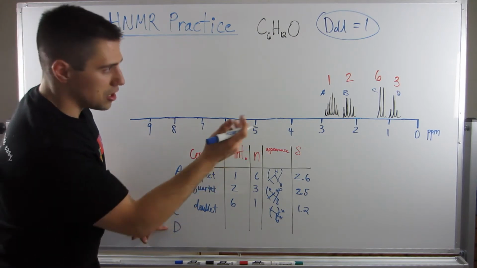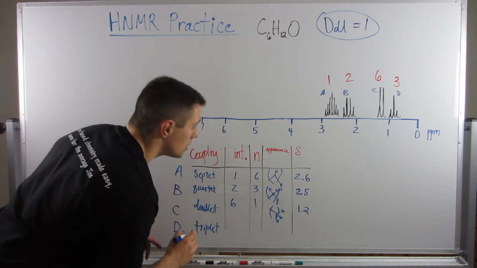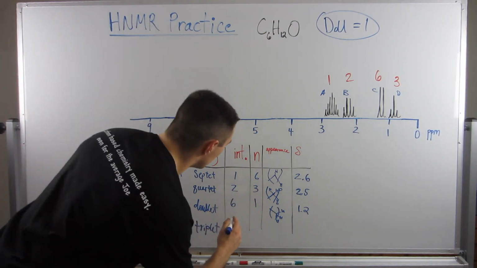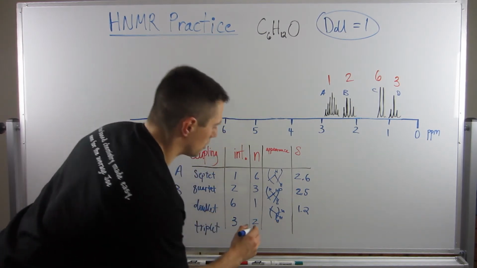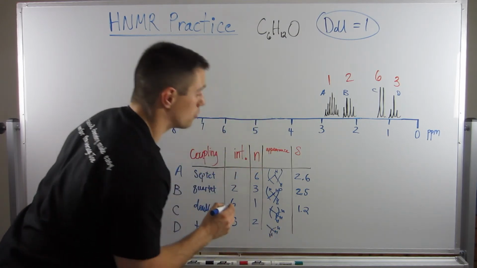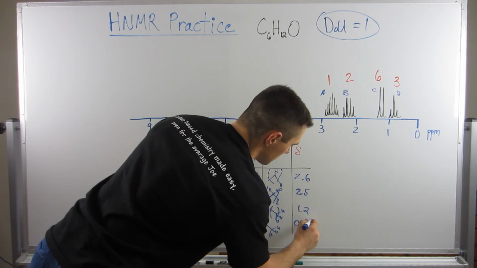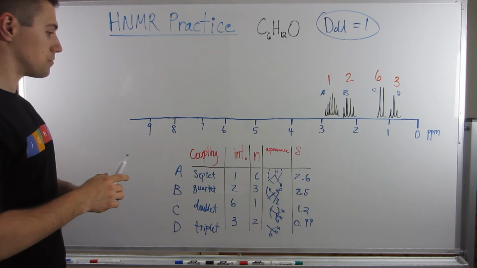Now D. This is something we've seen time and time again. It's a triplet. It's very close to 1. This is going to be your classic terminal methyl group for sure. Integration of 3. We're going to have 2 neighbors. We're going to look just like what we drew above. I'm not going to put the parentheses around because it makes more of a mess than anything. This is about a 0.99, something like that. It's close to 1.